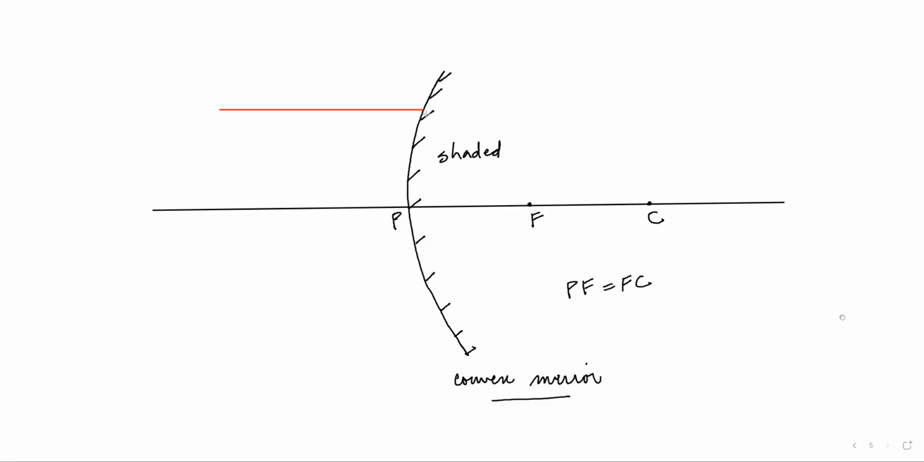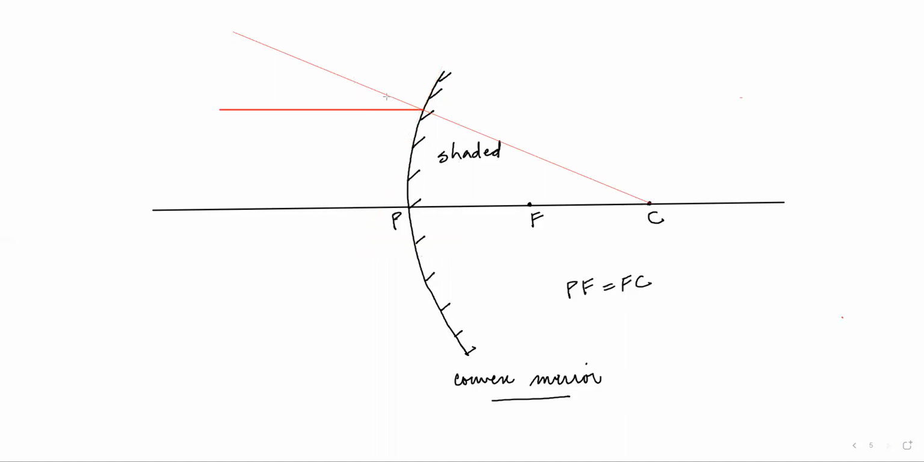Now, what is the angle of reflection? If you want to see, students, then always join C to this point. This is your normal. Why is this the normal? Because we know that this is the tangent. Is it right? And the line perpendicular to tangent is the normal. So this is the normal.